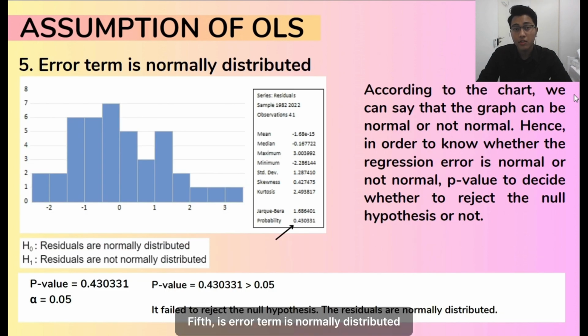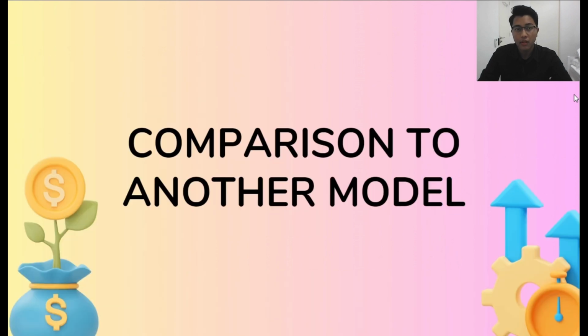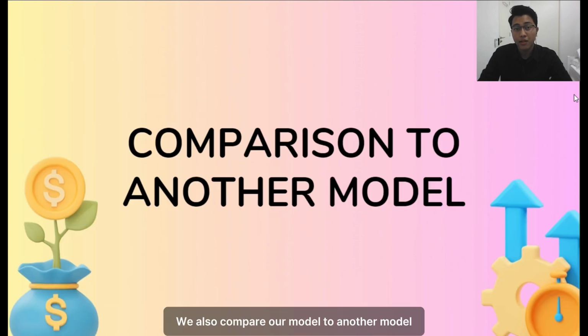Fifth is that the error term is normally distributed. Null hypothesis is residuals are normally distributed, and alternative hypothesis is residuals are not normally distributed. The p-value is 0.430331, which is more than our alpha 0.05. Hence, we do not reject the null hypothesis, which shows that residuals are normally distributed. We also compare our model to another model to show why we choose this model over the second model.